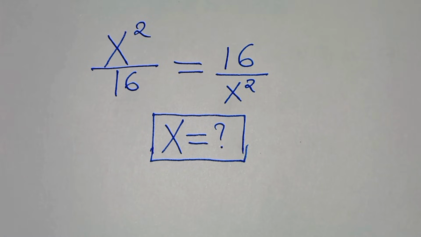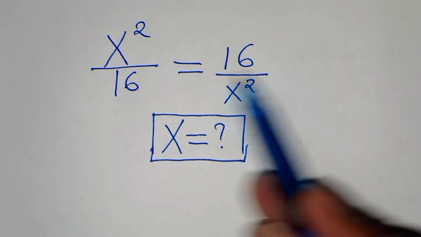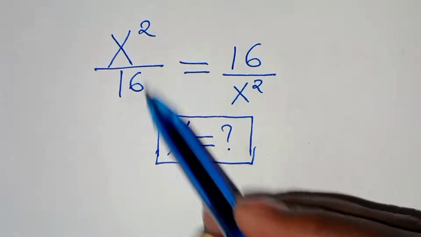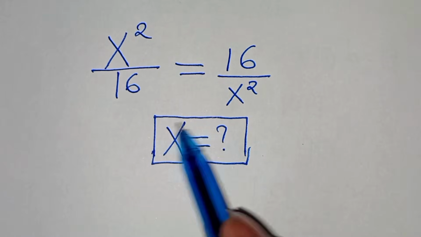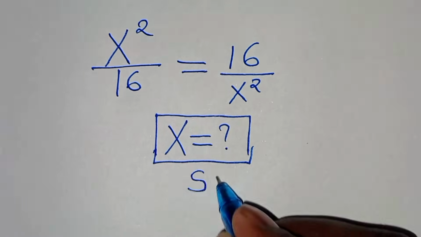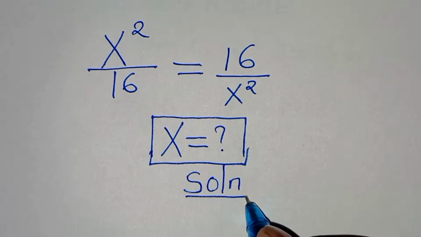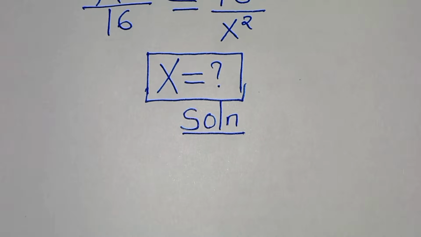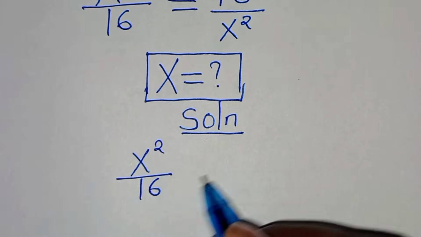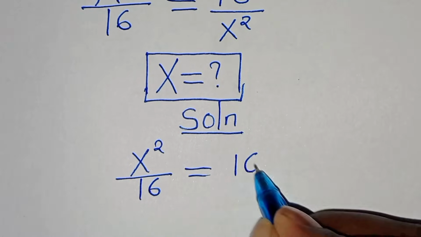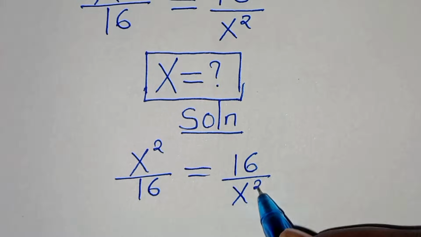Hello everyone, you're welcome to solve this nice algebra problem, which is x squared divided by 16. This is equal to 16 over x squared. So what are the values of x? Now let's provide a solution from here. So this is x to the power of 2 divided by 16. This is equal to 16 divided by x to the power of 2.